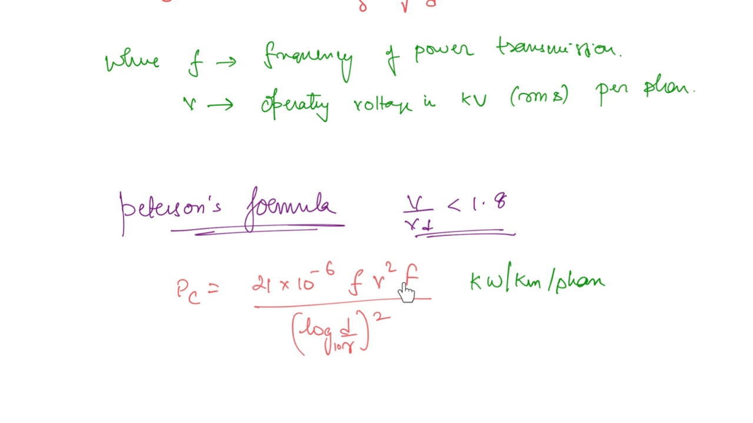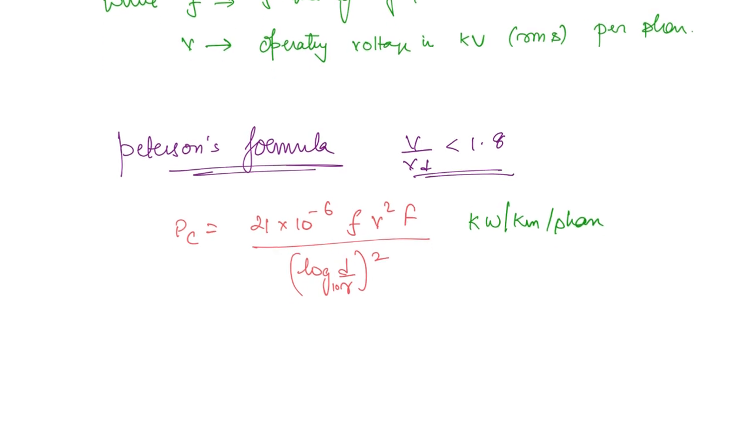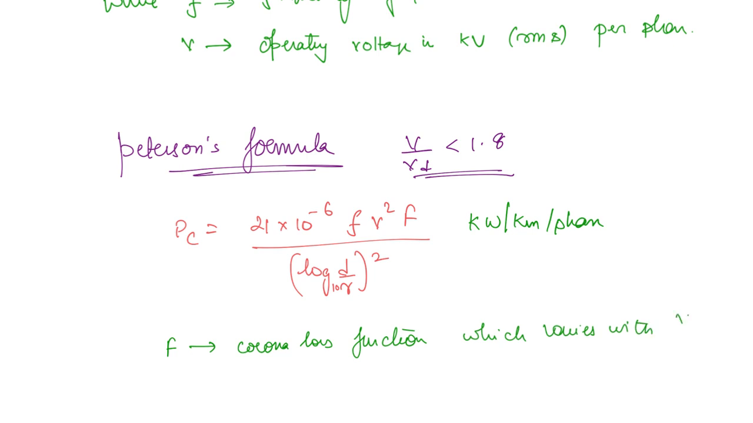One new term that you see here is capital F. So what is that? It is the corona loss function. It will depend on the ratio V by Vd. So these formulas may seem very complex, but don't worry, these are not very important from the GATE point of view.